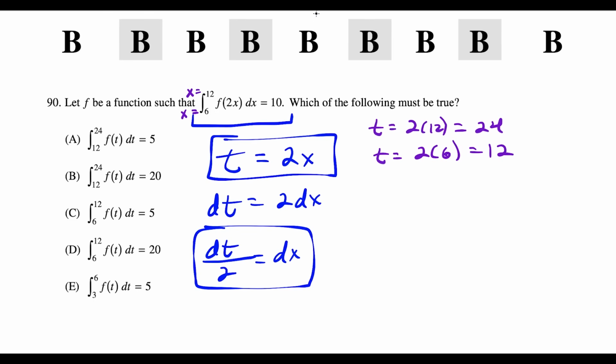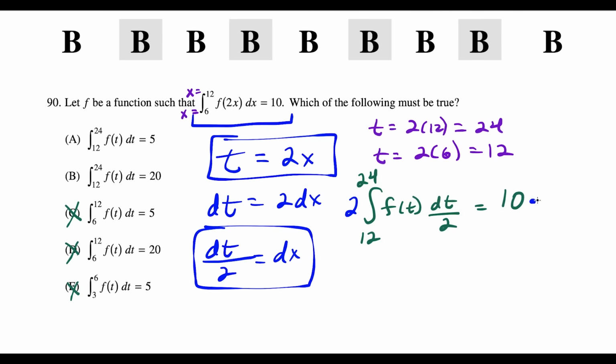So now what we do is we're just going to make the substitution. So now we have the integral from 12 to 24, we have f of t, and then dx is equal to dt divided by 2, and all of this is equal to 10. So notice we have the integral from 12 to 24 of f of t dt. So it looks like it's going to be either a or b, but notice there is no divide by 2 here. So what we could do algebraically is just multiply both sides by 2. And now the 2 over 2 is going to cancel, and that tells us the integral from 12 to 24 of f of t dt is equal to 10 times 2, which is equal to 20. So this one's going to be choice B.